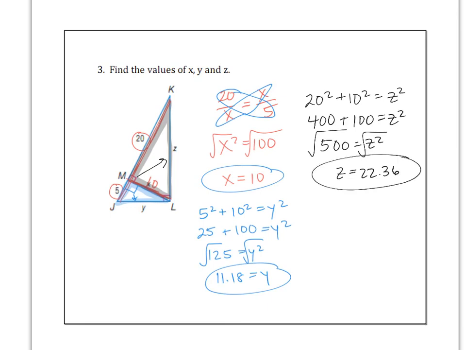And we did it. So let's recap really quick. First, we did the geometric mean to find x. But then once we had x, we did Pythagorean theorem twice, once to find y and once to find z.